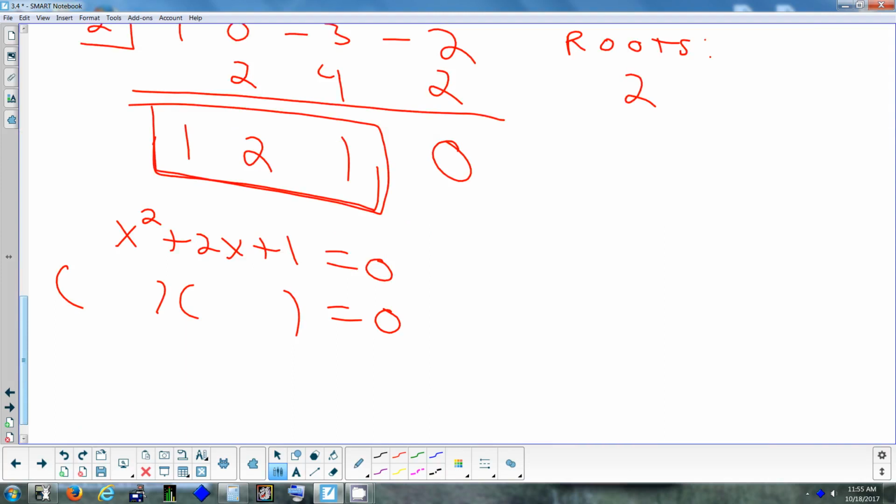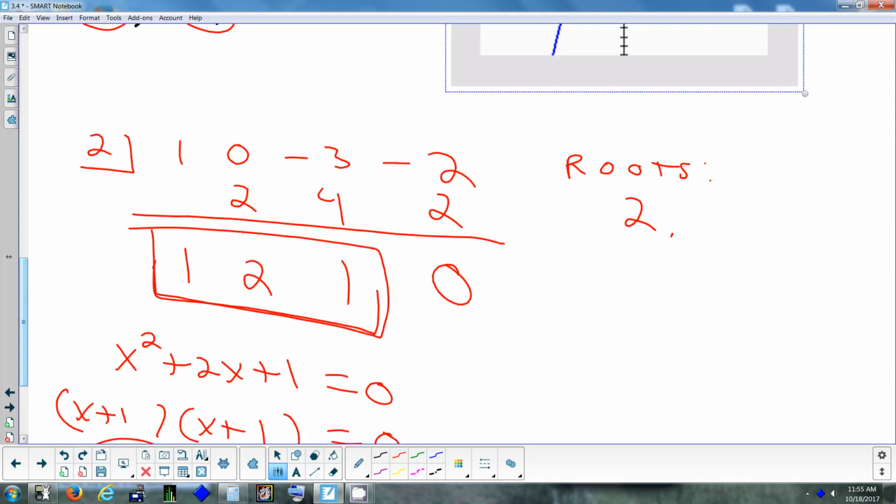Did anybody see how that one factors? X plus 1, x plus 1. So now set each factor equal to 0. And you're going to get the same answer twice. This is what we call a repeated root. And what's the repeated root? Negative 1. So if we're putting all our answers in the same spot, your roots are 2 and negative 1.